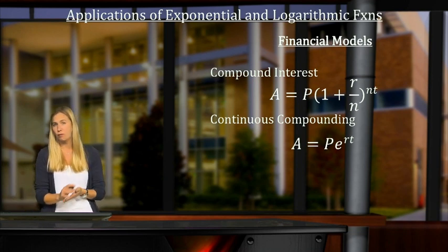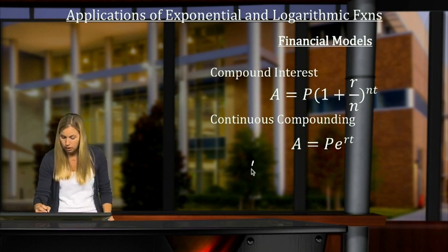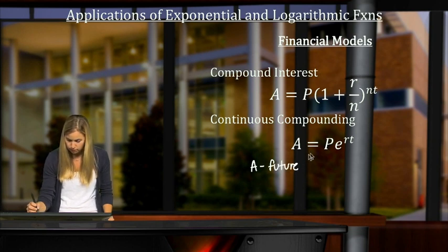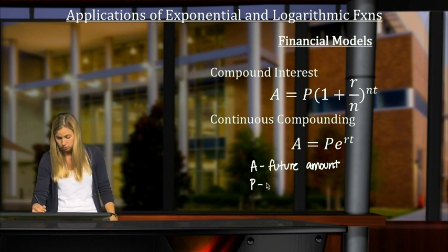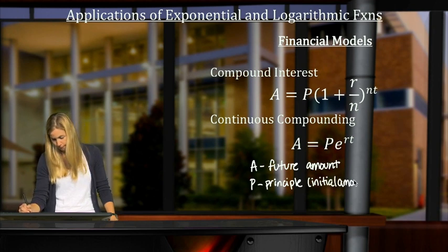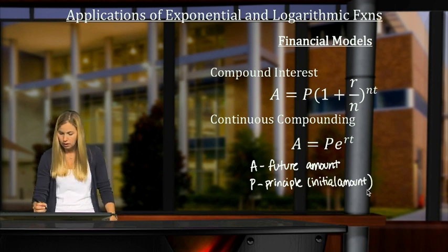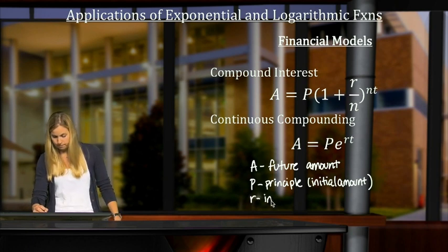So you have these formulas. Hopefully you're familiar with them. Let's review just the variables here. A is going to be our future amount. P is our principal or the initial amount. R is our interest rate, our annual interest rate.